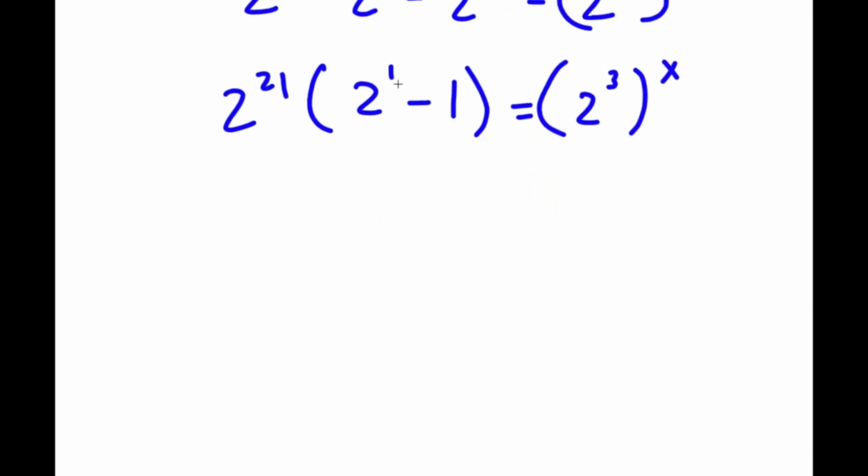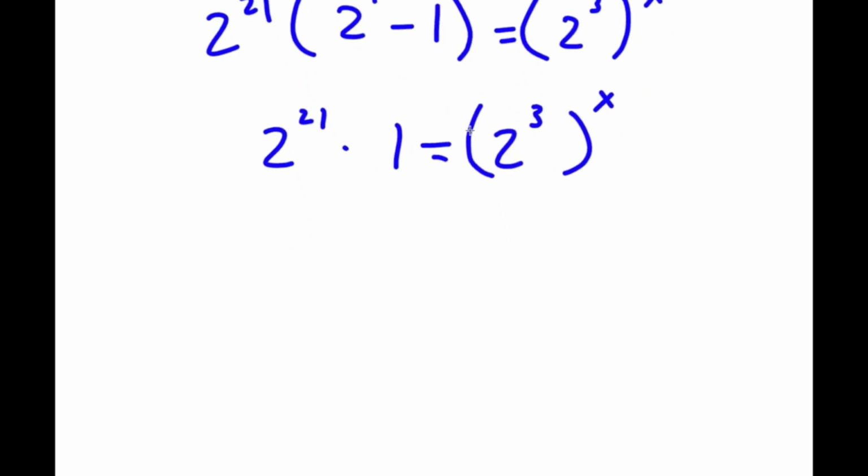Now 2 to the power of 1, that's equal to 2, and 2 minus 1 is 1. So I'm left with 2 to the power of 21 times 1 is equal to 2 to the power of 3 to the power of x. Now anything times 1, it's simply itself, so 2 to the power of 21 times 1 is simply 2 to the power of 21. So I have 2 to the power of 21 is equal to 2 to the power of 3 to the power of x.